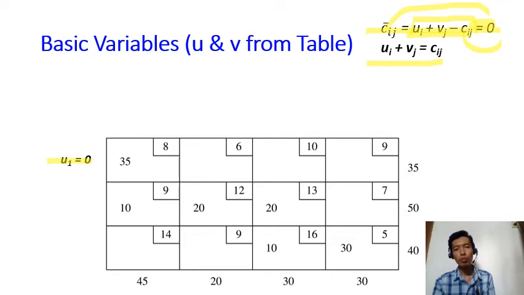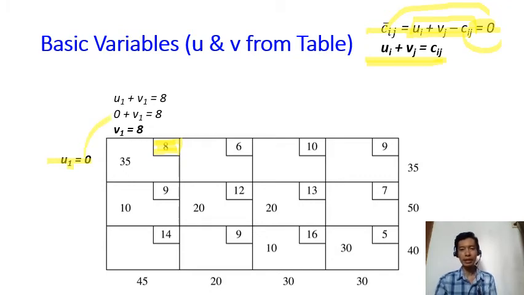Now check which basic variable you can use such that you can perform this equation, ui plus vj equals cij. Well, you can use u1 and then use j equals 1 as well. So you can use C11, right? So u1 plus v1 equals 8. And then you know that u1 equals 0, so you know that v1 equals 8.